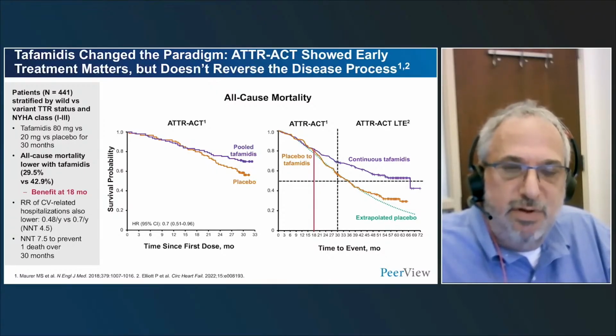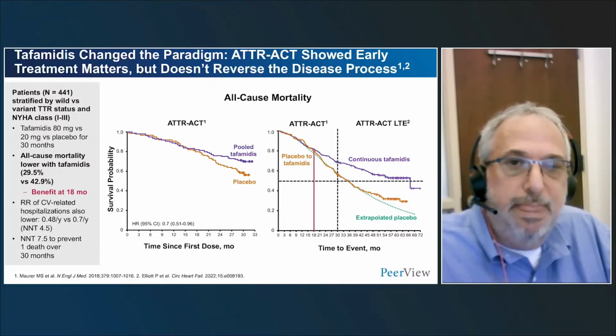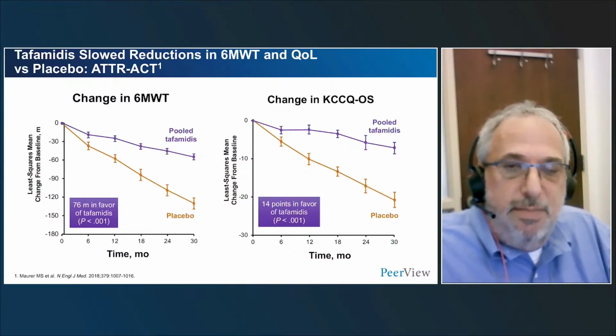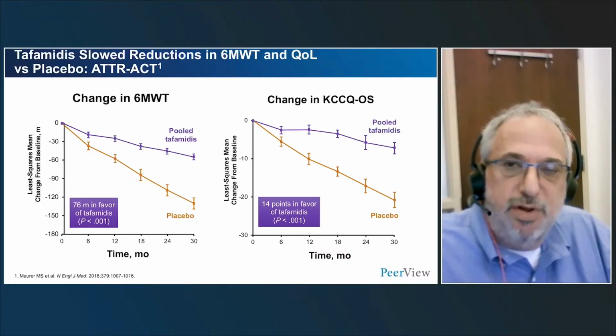The mortality effects in all of the trials are somewhat delayed and don't occur immediately, further emphasizing the importance of early diagnosis. And there were demonstrable effects on mortality with a number needed to treat of 7.5 to prevent a death, and a reduction in CV hospitalizations with an NNT of about 4 to prevent one hospitalization over 12 months. Similarly, tafamidis in the ATTR-ACT trial slowed the decline in functional capacity and quality of life, didn't improve things, and you can see the differences there emerging earlier than the mortality effect.